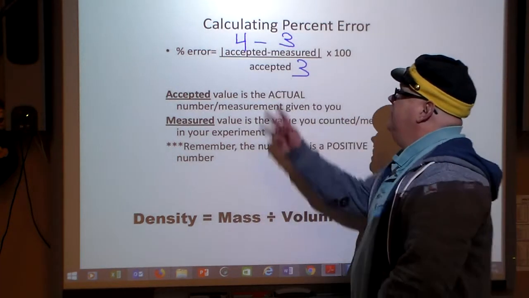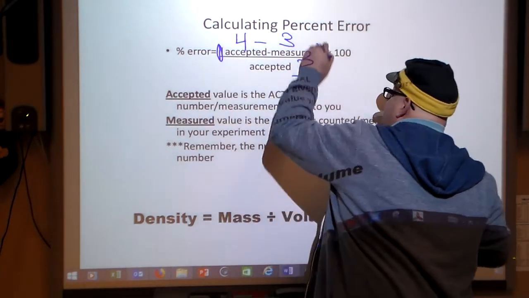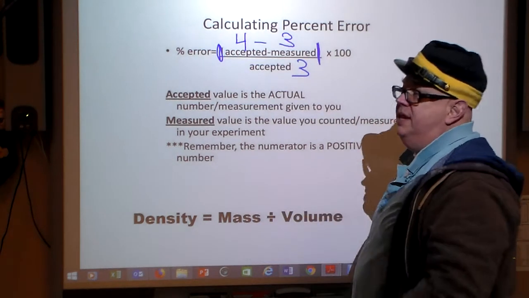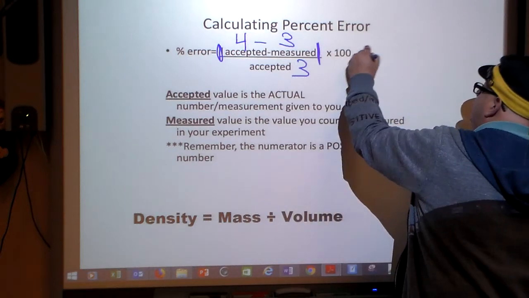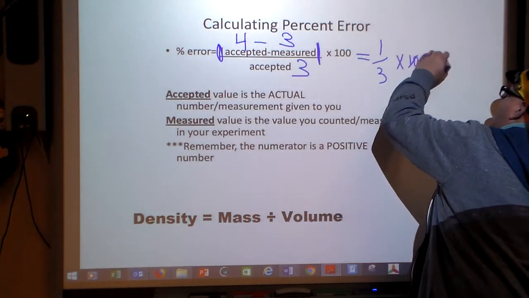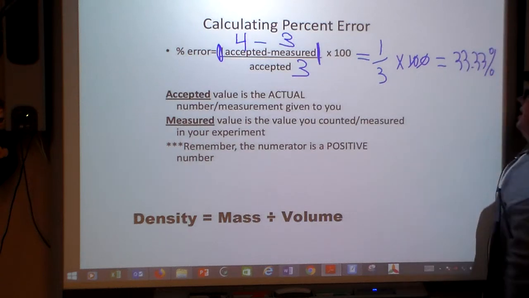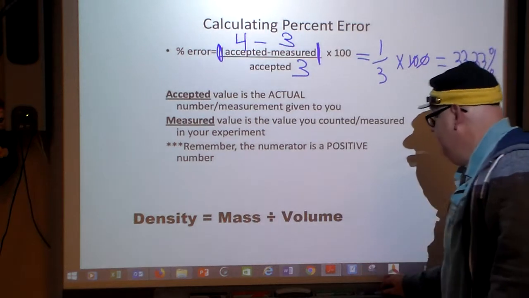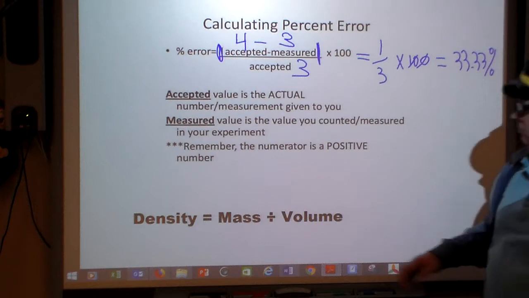Now, what would happen if this was a negative number? If you notice, you've got these absolute value bars there, so that negative becomes a positive. So it's always going to be a positive percent error. So that equals 1 over 3 times 100, and that's going to equal about 33.33% error, rounded to 2 decimal places. Okay, so that's it. That's calculating the percent error.